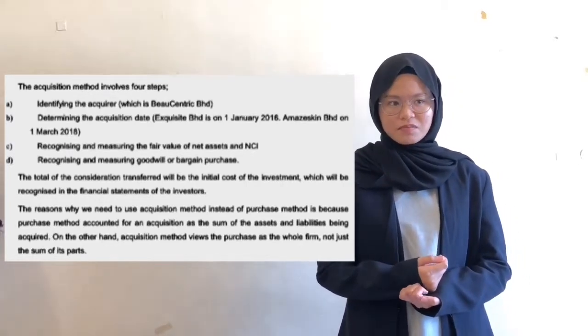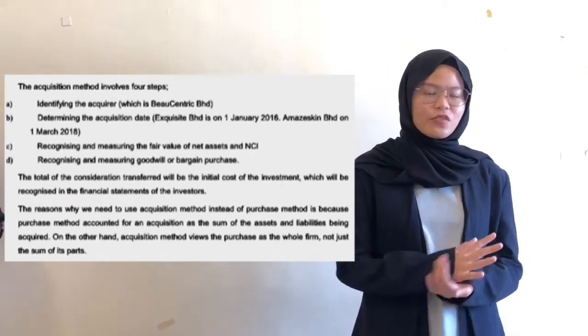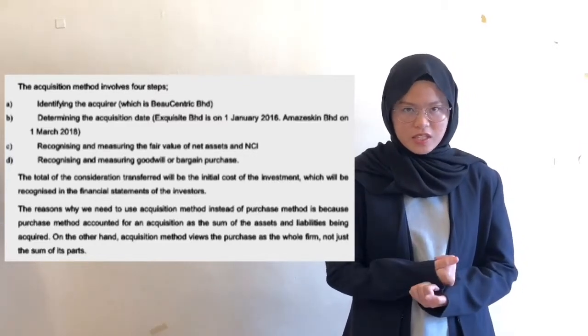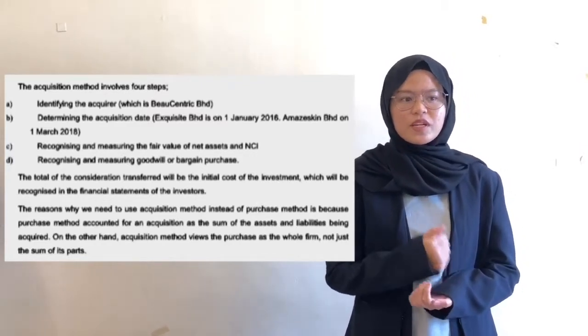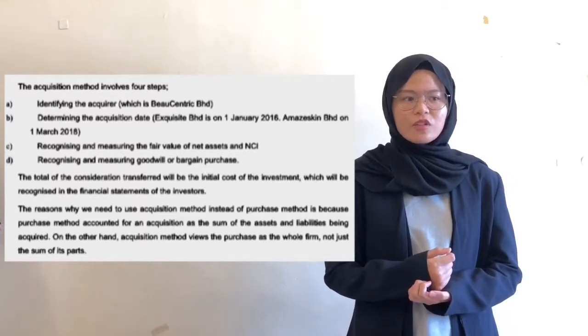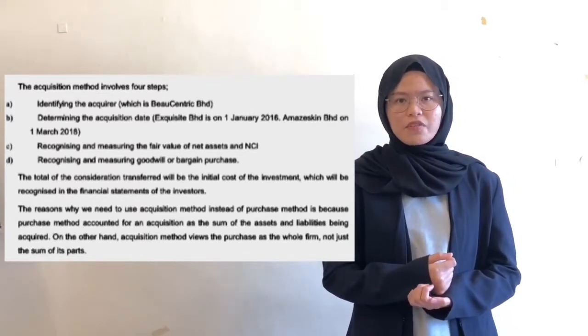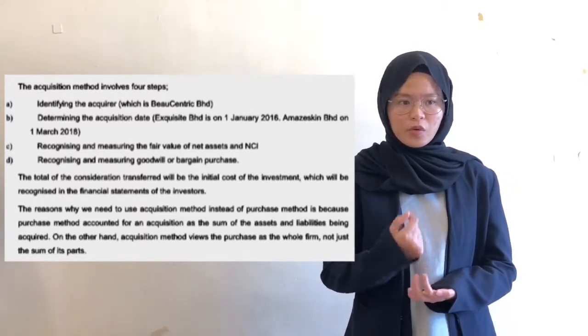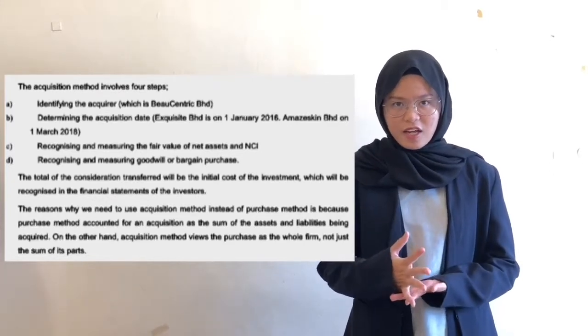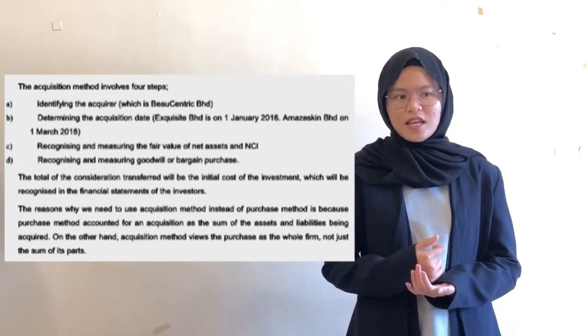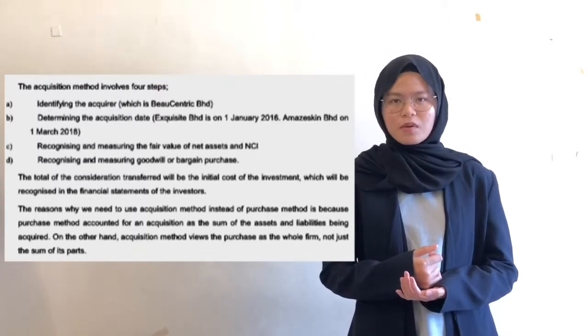The reason why we need to use the acquisition method instead of the purchase method is because the purchase method accounted for an acquisition as the sum of assets and liabilities being acquired. On the other hand, the acquisition method views the purchase as the whole firm, not just the sum of parts of it.